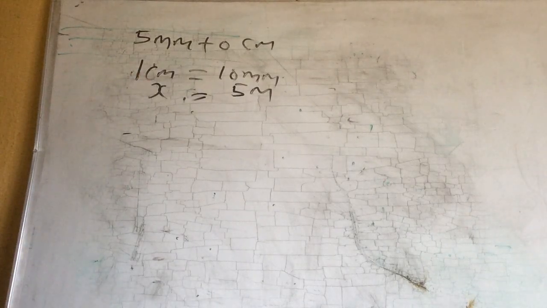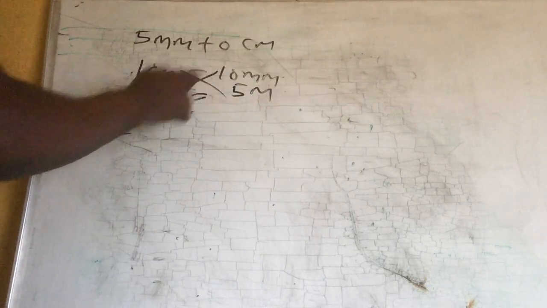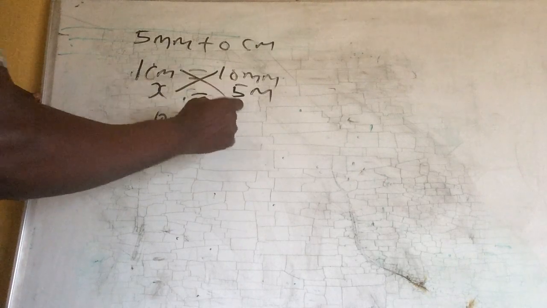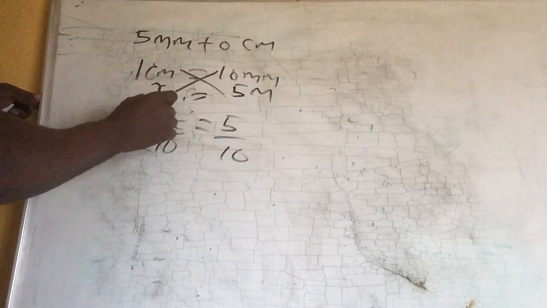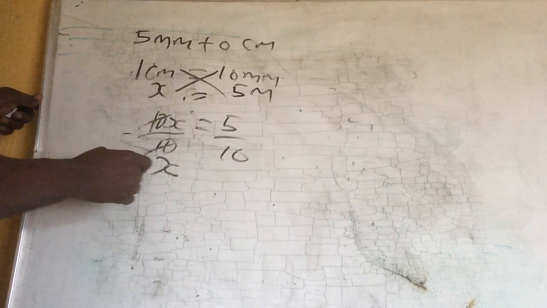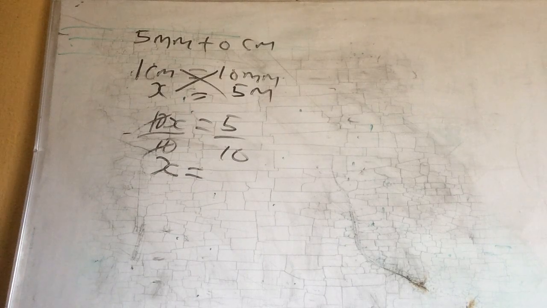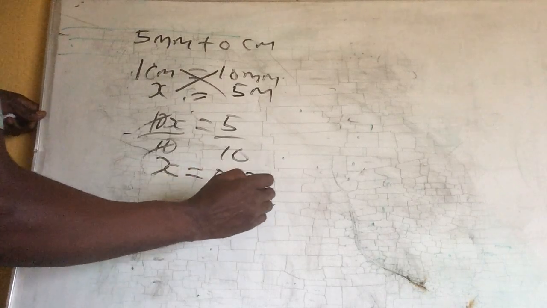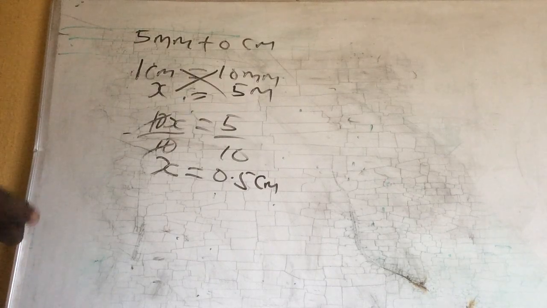What do you do? You do cross multiplication, and say x times 10, which is 10x, equals 1 times 5, which is 5. Making x the subject of the formula, say divide both sides by 10. 10 cancels 10, remaining only x, which is, use your calculator or any means and divide 5 by 10. It will be 0.5 cm, the answer. That's how you do it.